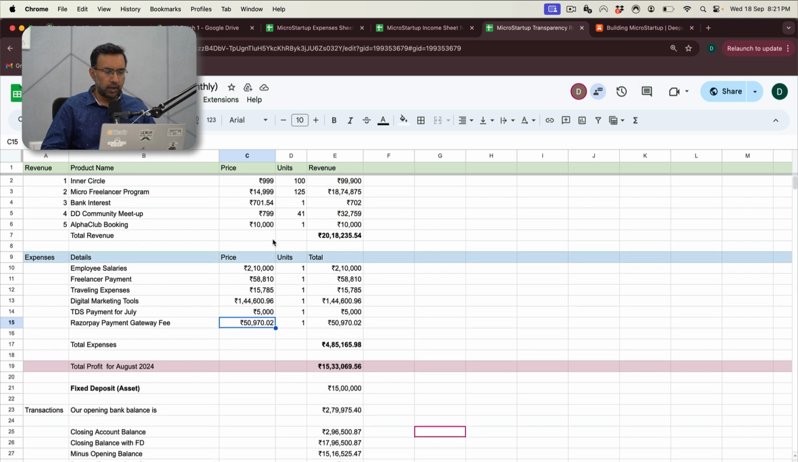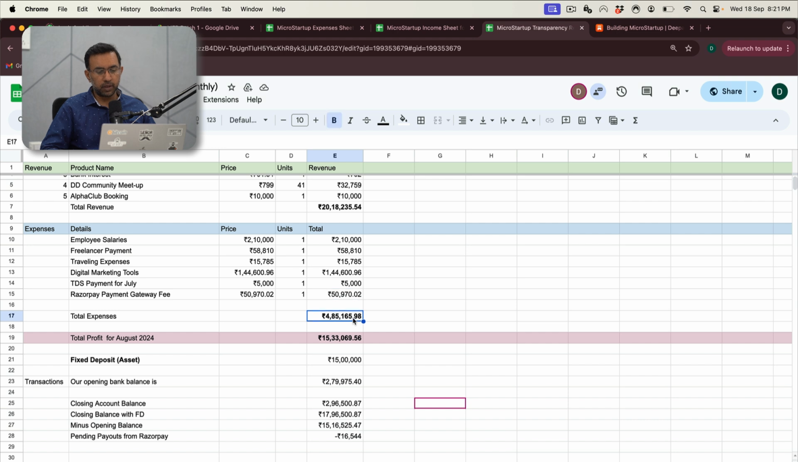And for the entire amount of revenue received from Razorpay, we have to pay a Razorpay fee, which is a little bit more than 2%. So Razorpay fee alone has come to 50,970. And the tricky part here is that they don't deposit the entire amount and then give us an invoice to pay them back. Instead, they go ahead and deduct that amount, and then they send us an invoice for the amount deducted. So total expenses has been 4,85,000, and total profit is 15,33,000.